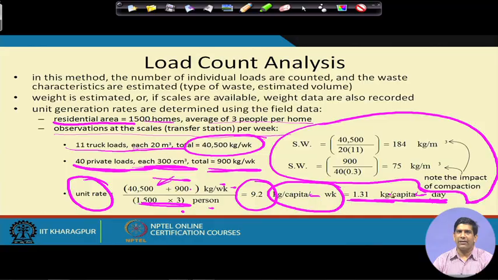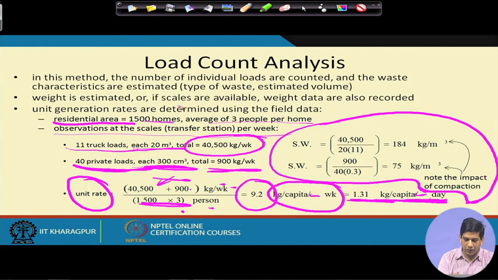When we say per capita, it means per person. So every one person on average is producing 1.3 kg of waste per day. Why is this number important? As we said earlier, in the previous slide, this is the basic data we need, and the more accurate this data we can get, the better it will be in our later calculations.